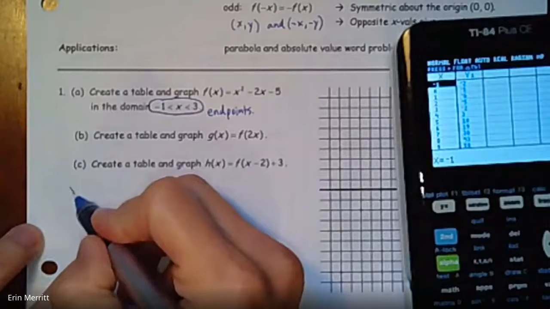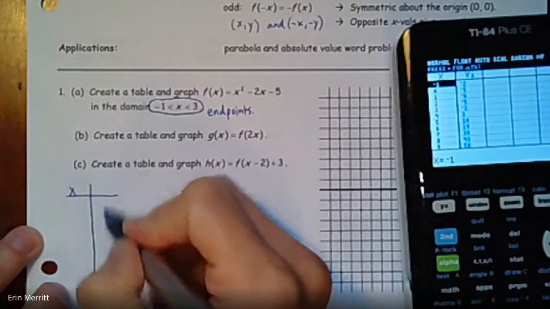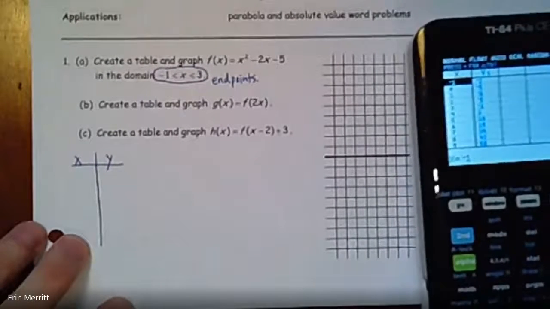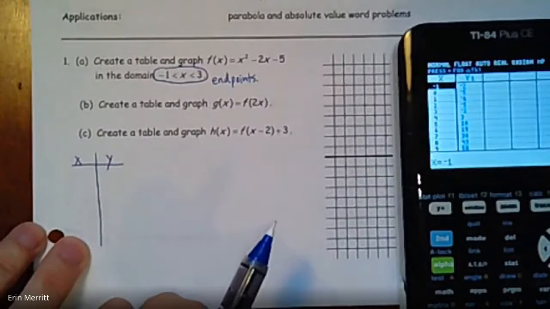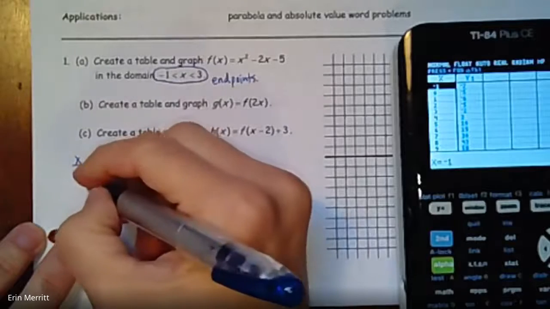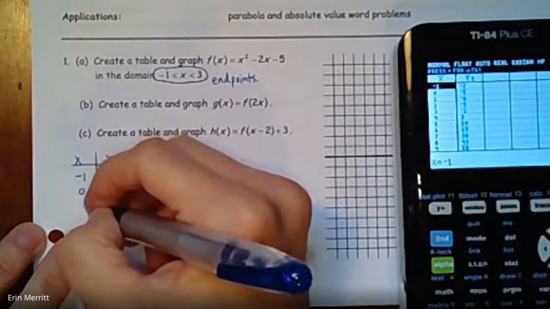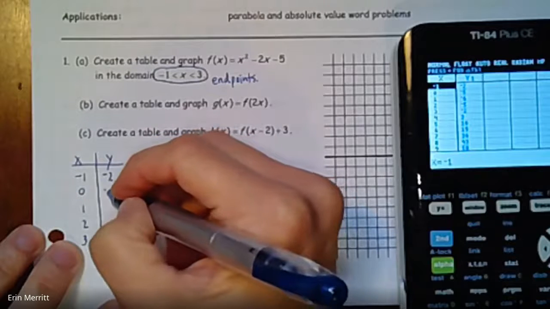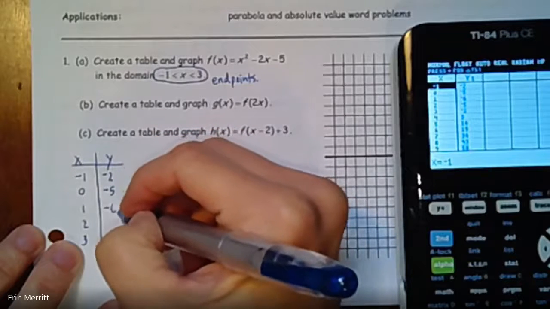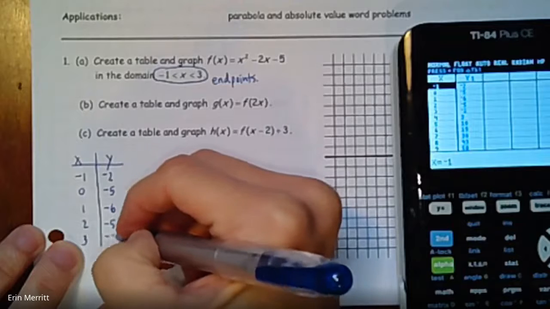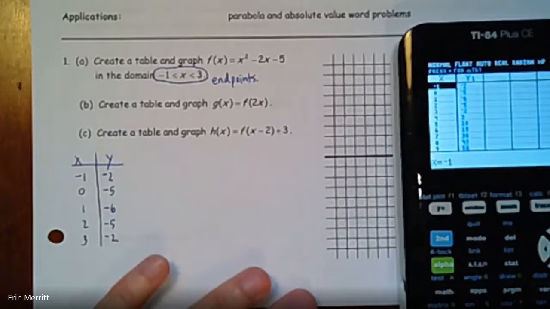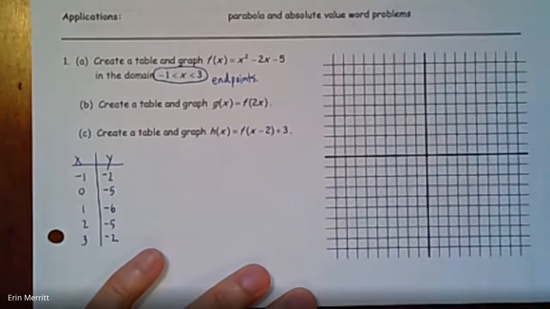So for part A, when it says create the table, that's exactly what I'm going to want to see, not only on your review packet, but on a test question. So make sure that you show that work. So -1, 0, 1, 2, and 3. And then we have -2, -5, -6, -5, -2. So you'll probably notice that if you're given this particular domain, you're looking at a certain part of the graph over that domain.